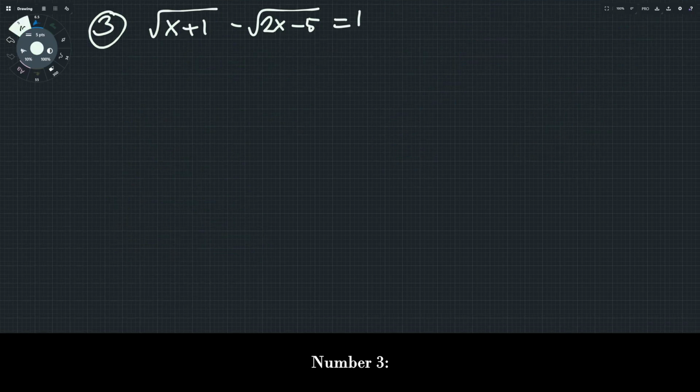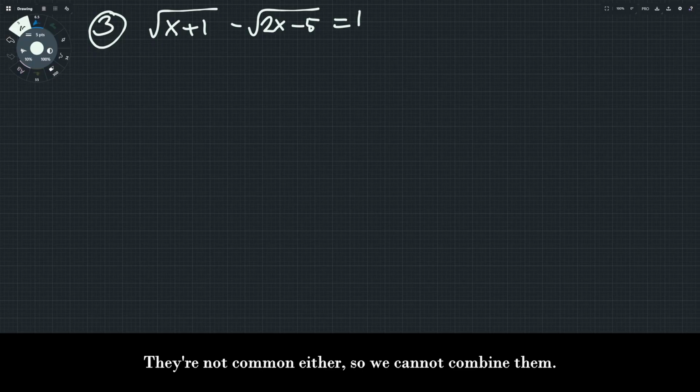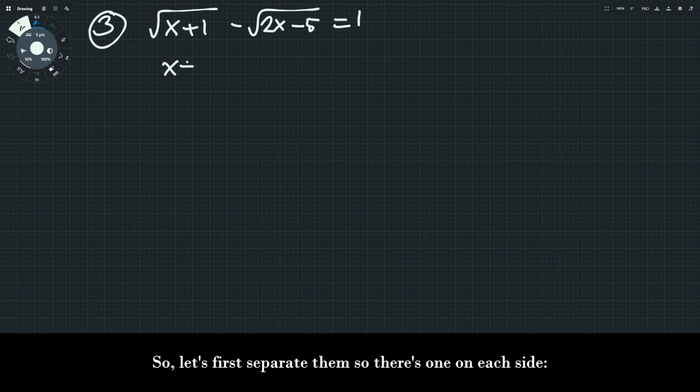Number 3. The square root of x plus 1 minus the square root of 2x minus 5 equals 1. This equation has two separate square roots. They're not common either, so we can't combine them. Let's first separate them so there's only one on each side. The square root of x plus 1 equals 1 plus the square root of 2x minus 5.